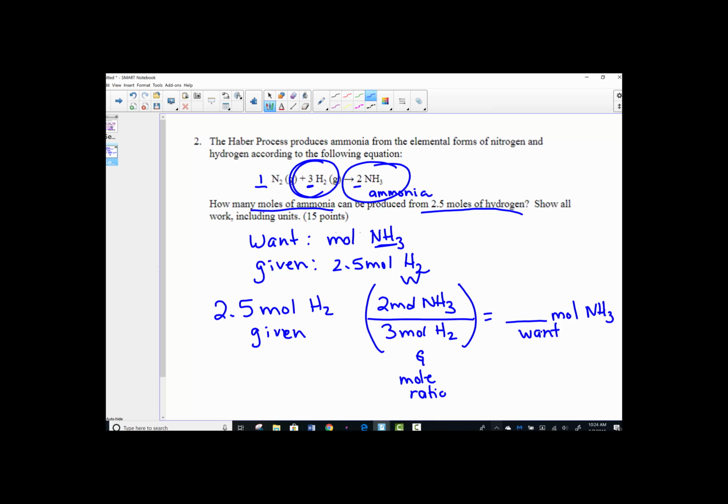Now, in terms of your calculator, we want to take 2/3 of 2.5. So you're going to simply say 2.5 times 2 divided by 3 equals. And when you hit that, report your answer as moles of ammonia.